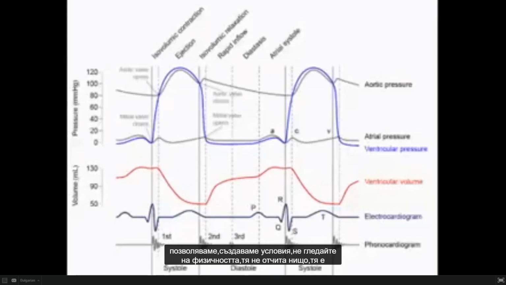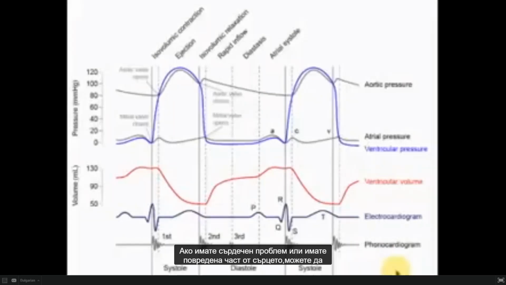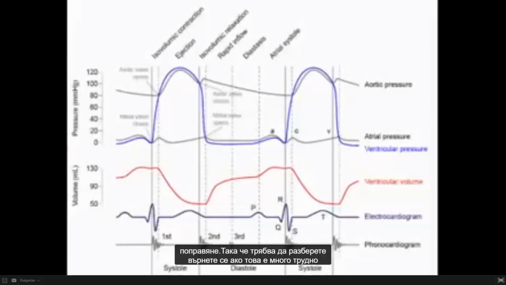Physicality counts for nothing, because physicality is just a way of delivering fields and how you change the fields. If you have a heart problem, or you have a part of the heart which is damaged through whatever, you can create a condition around the heart, in connection with the emotional part, to arrange and organize the repair.